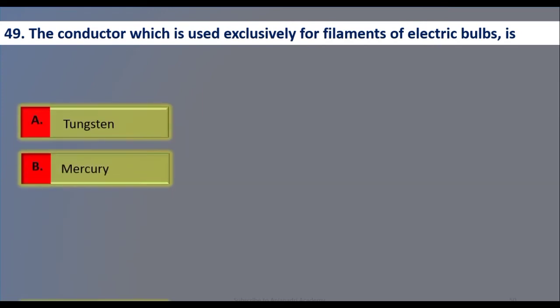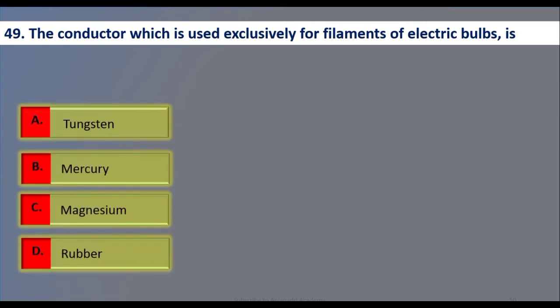The conductor which is used exclusively for filaments of electric bulbs is tungsten, mercury, magnesium, rubber. Yes, it is tungsten which is exclusively used for filaments of electric bulbs.